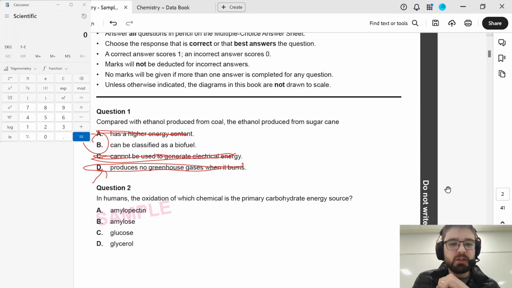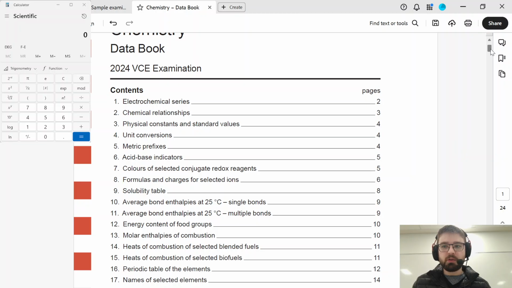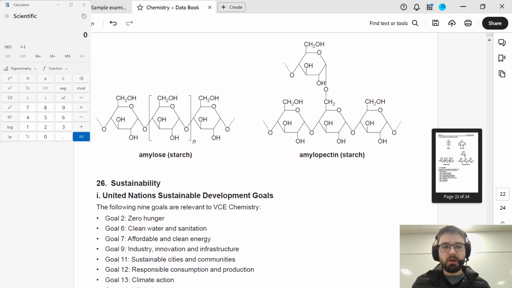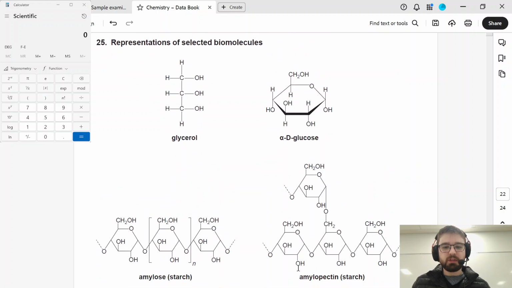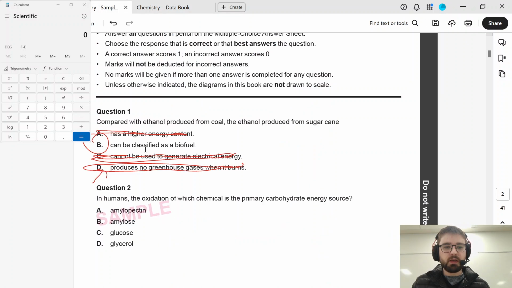In humans, the oxidation of which chemical is the primary carbohydrate energy source? So we've got amylopectin, amylose, glucose, or glycerol. If you don't know what amylose or amylopectin are, you can say, it's amylose and amylopectin. We've got starch here. So are they the primary carbohydrate energy source? You can break them down when you eat a plant, but really, what do we actually break them down into? We break them down into glucose.